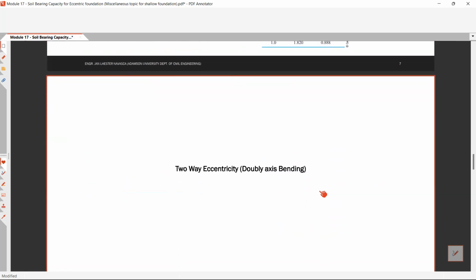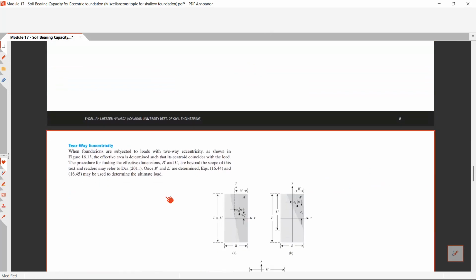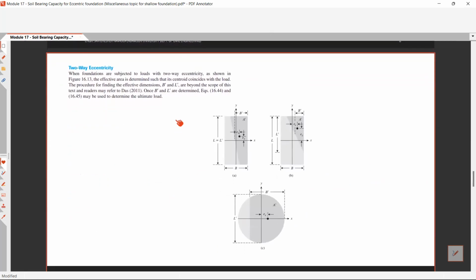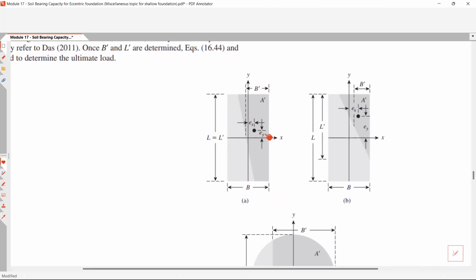Then for two-way eccentricity or doubly axis bending. So the same concept, it is the effective area concept, but this time hindi na siya rectangular. Okay? Ang pinagkaiba lang nila dito is the same dun sa lahat. Okay, ang pinagkaiba lang yung B prime and L prime. Okay. So since dito meron kang eccentricity in X and eccentricity in Y. So if we take zoom in natin dito, yan. So ito yung eccentricity mo in Y and the eccentricity mo in X.